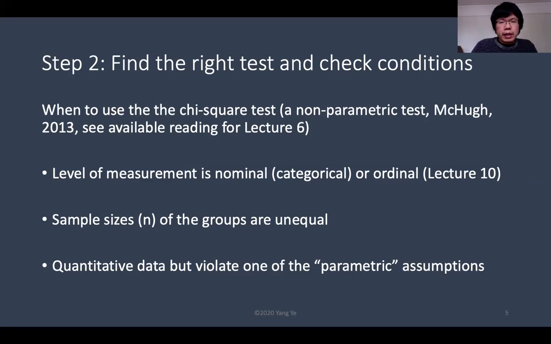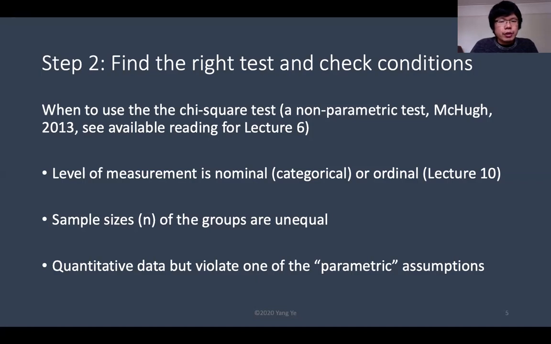We need to find the right test to check, and need to check the conditions to see if we can do these tests. And I've included some readings in the files about when to use the chi-square test, from McHugh. From there, you can learn a little bit more about the test.